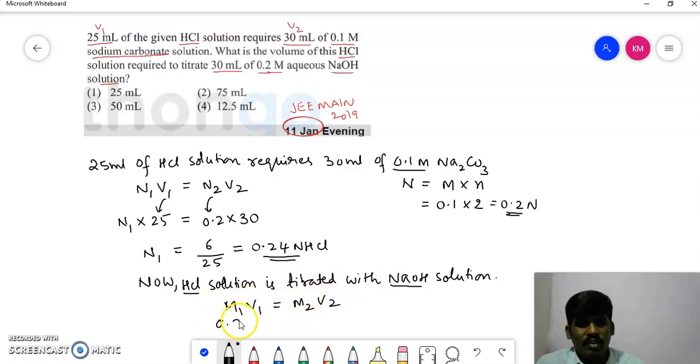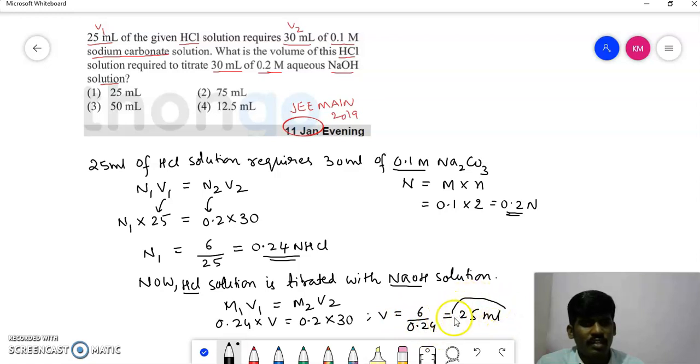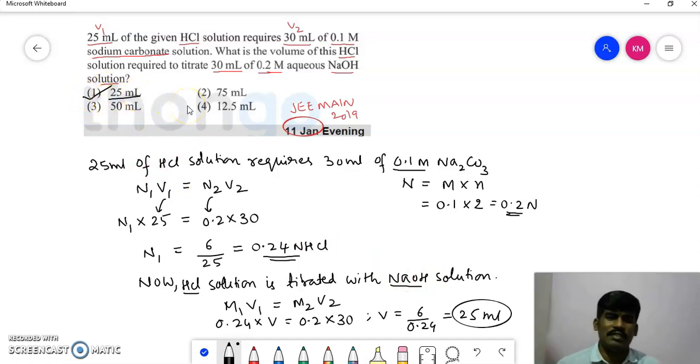What is the M1 here? 0.24, and the volume we don't know, we have to calculate it. M2 molarity, that is 0.2, and volume is 30 ml, and which gives you volume is equal to 6 upon 0.24, which is in turn equal to 25 ml. This is 25 ml of HCl we require to titrate with the 30 ml of 0.2 molar NaOH solution. So option 1 is the correct answer for this, right?